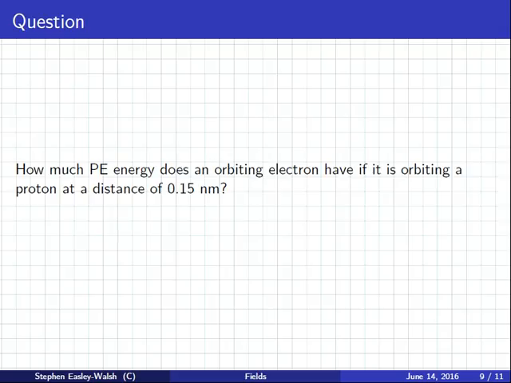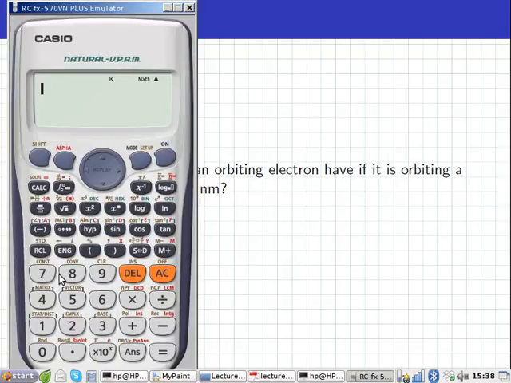Oh, yeah. Minus 1.5 times 10 to the minus 18. Let's have a look. Joules. Joules, yeah. So the formula was 8.99 times 10 to the 9.